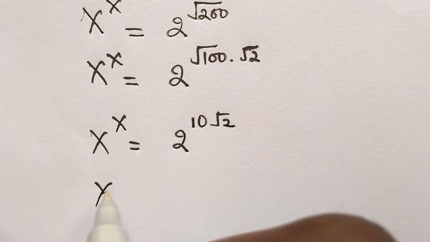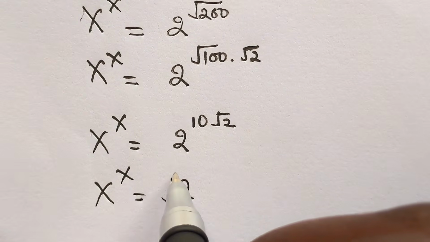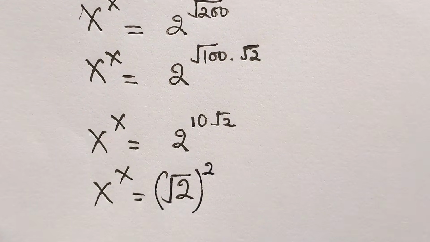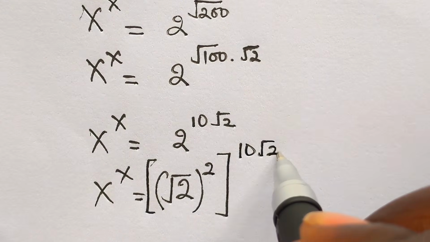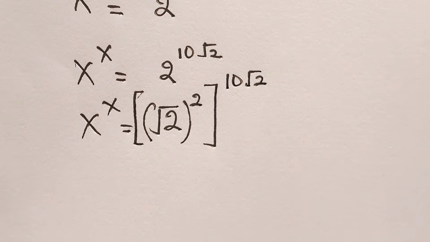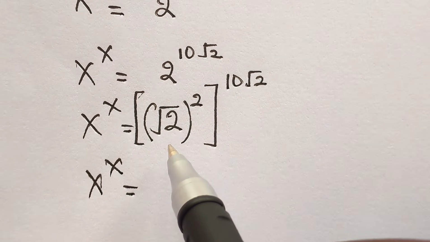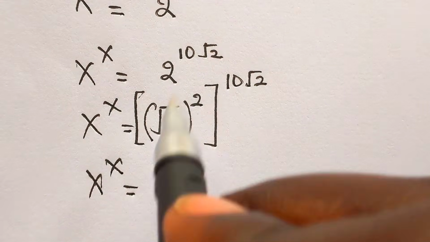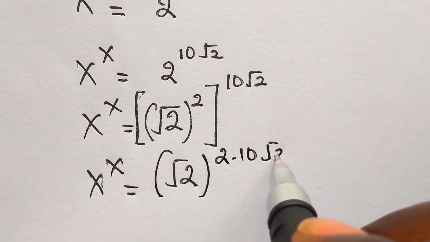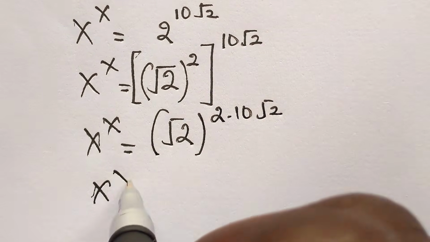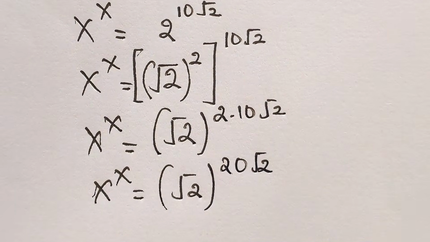And of course we can write x^x = 2^(10√2), and this 2 can be written as √2 squared, which is then raised to the power 10√2. So we have x^x = (√2)^(2 × 10√2), which is equal to (√2)^(20√2).